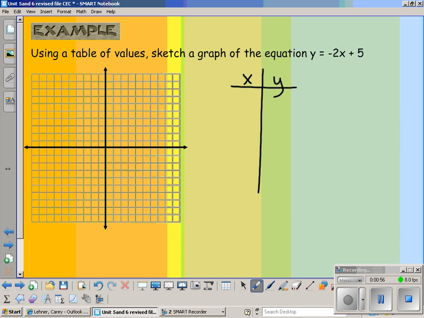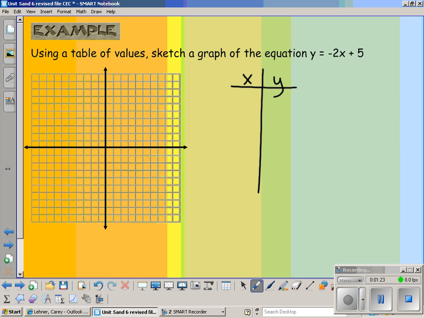Now technically, to graph a line, you only need 2 points. But if all you choose to do is choose 2 points in your table of values, if you happen to make a mistake on one of them, you won't notice it because you can draw a line through any 2 points. However, if you choose 3 points, it's a little bit easier to catch that mistake. 5 is recommended, but I'm going to insist that you show at least 3.